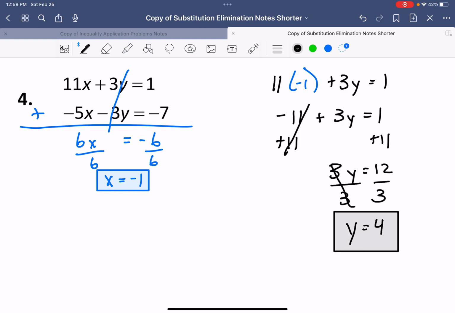All right, last but not least, let's put them in an ordered pair. X is negative 1, y is 4. And there you have your solution for this system of linear equations.